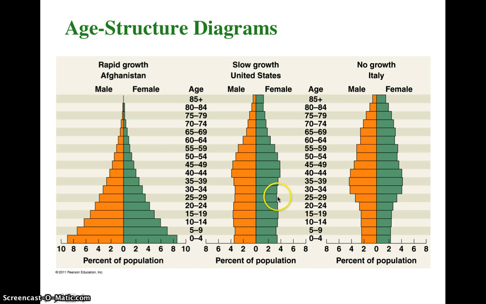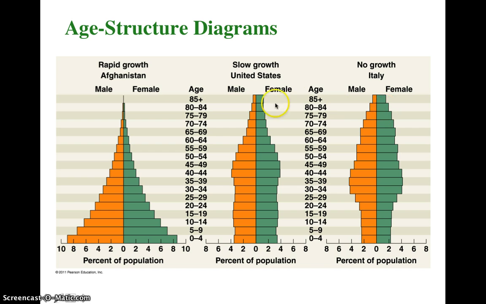United States has a slow growth. Okay, the bottom is almost the same as the top, the middle. That means when it moves up, that time it's gonna move up this group. So that means it's a slow, slow growth. Okay, no growth is when this is happening. Okay, you have very little population right here. So when this moves up, this one is not gonna be bigger, but this is gonna move up higher as well.